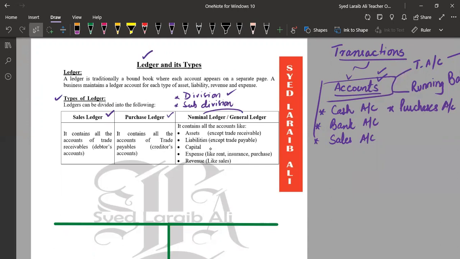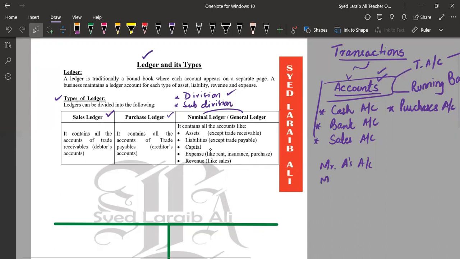A business sells goods on credit to many customers. And when they are on credit terms, a business has to record each customer's account separately. For example, if a business is selling goods on credit to Mr. A, it has to make Mr. A's account separately so that it gets to know how much sales a business has made and how much amount has been received. Finally, how much amount is still receivable.